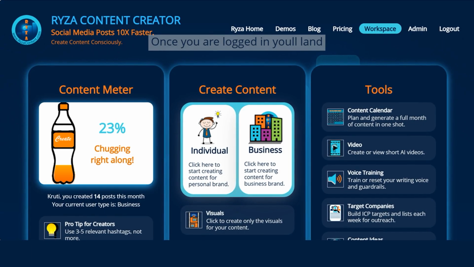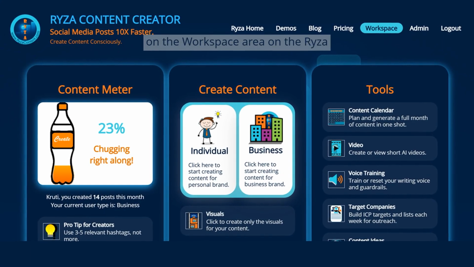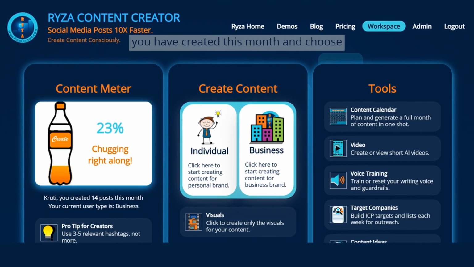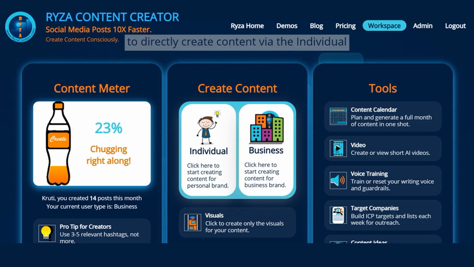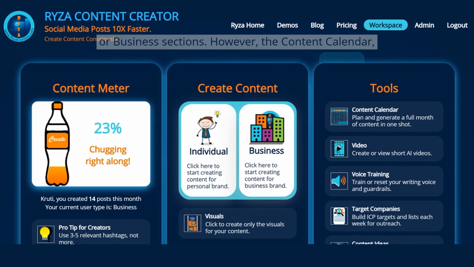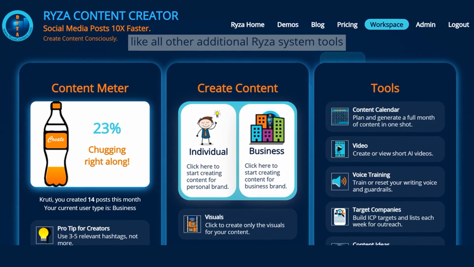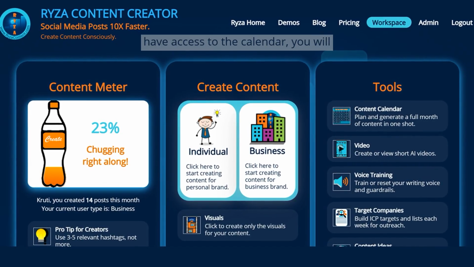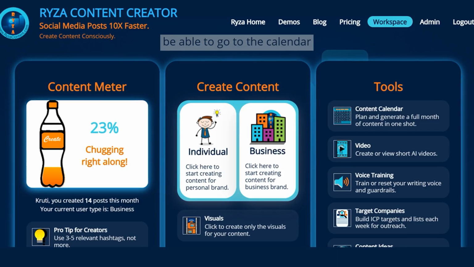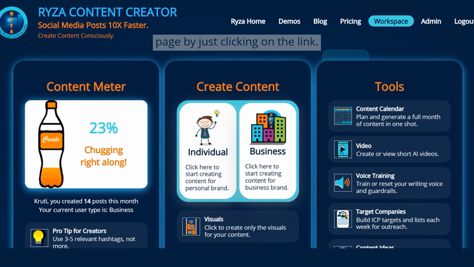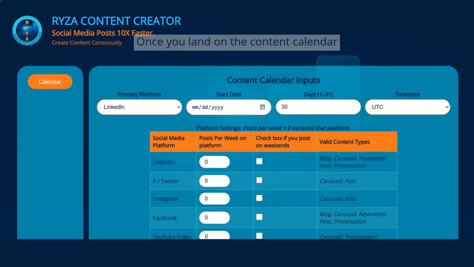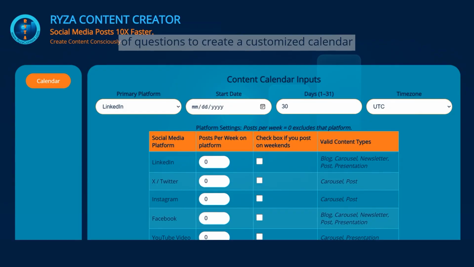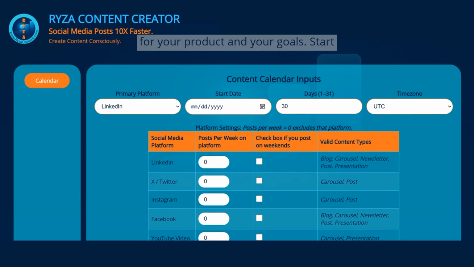Once you are logged in, you'll land on the workspace area on the Ryza system. You can track how much content you have created this month and choose to directly create content via the individual or business sections. However, the content calendar, like all other additional Ryza system tools, is in the Tools section. If you have access to the calendar, you will be able to go to the calendar page by just clicking on the link. Once you land on the content calendar page, you will be answering a series of questions to create a customized calendar for your product and your goals.